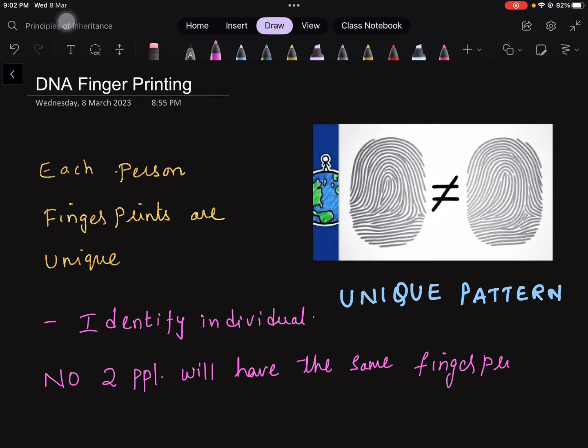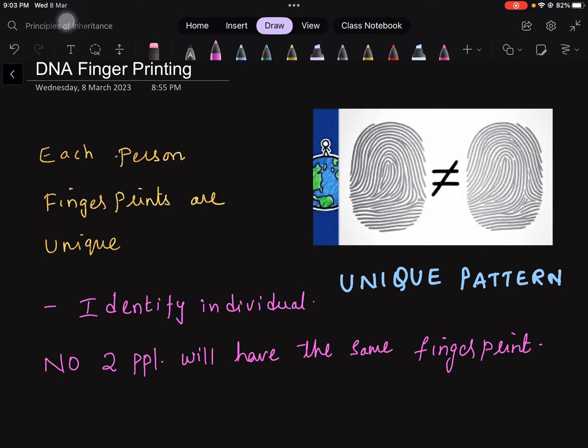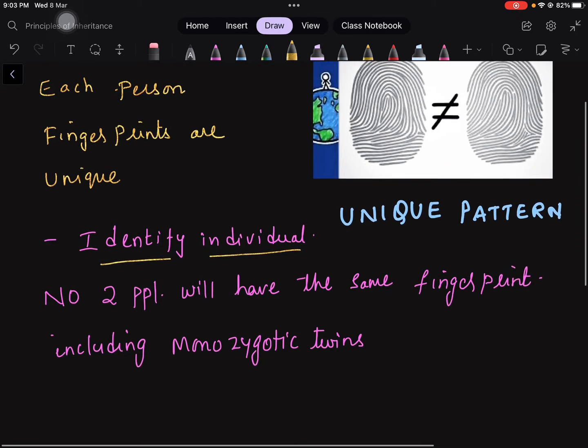Right? So now you must be getting a doubt. Is it true for the monozygotic twins? Yes, it is true, including the monozygotic twins. We call them identical twins, right? Well, each and every person has unique fingerprints, and because of this unique pattern, we have been making use of this as a way to identify an individual, right? Are we good to go?